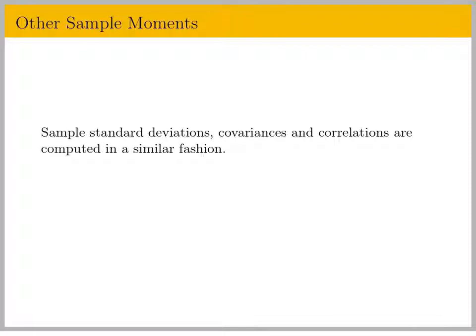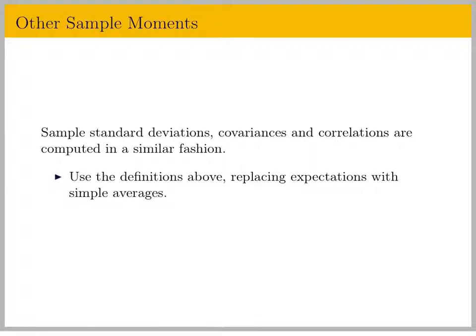So what we've just done is we've shown how to estimate the mean and the variance, or the standard deviation, which would just be the square root of the estimate of the variance. But other types of moments, we call these moments. The mean is the first moment, the variance is the second moment. Correlations and covariances are also types of moments. So other moments of the distribution, like the covariances and the correlations, can all be computed in a similar fashion.